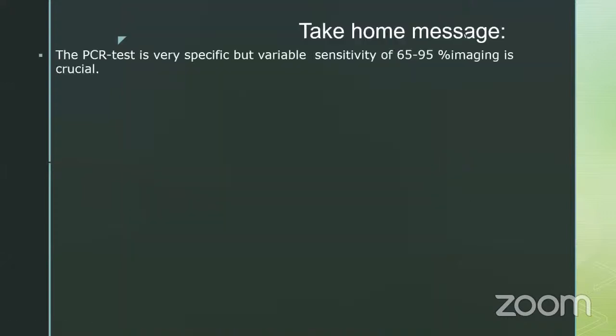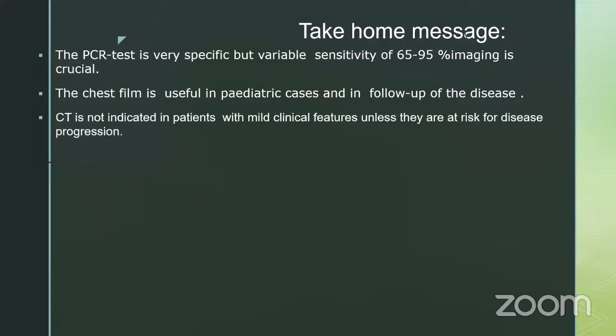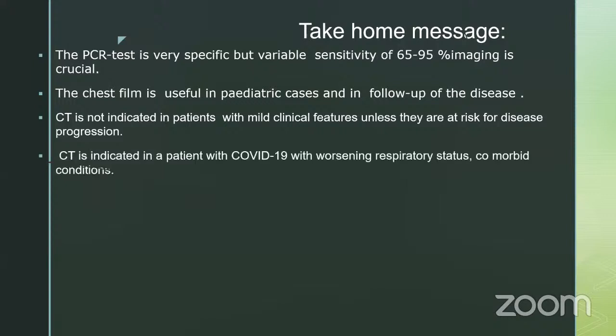Take home message finally: the PCR test is very specific, as we all know, but due to the variable sensitivity ranging from 60 to 95%, imaging is crucial in such scenarios. Chest film is useful in pediatric cases and in follow-up of the known COVID cases. CT is not indicated in patients with mild features unless they are at risk for disease progression. CT is indicated in patients with COVID-19 with worsening respiratory status or any comorbid conditions, or elderly patients.